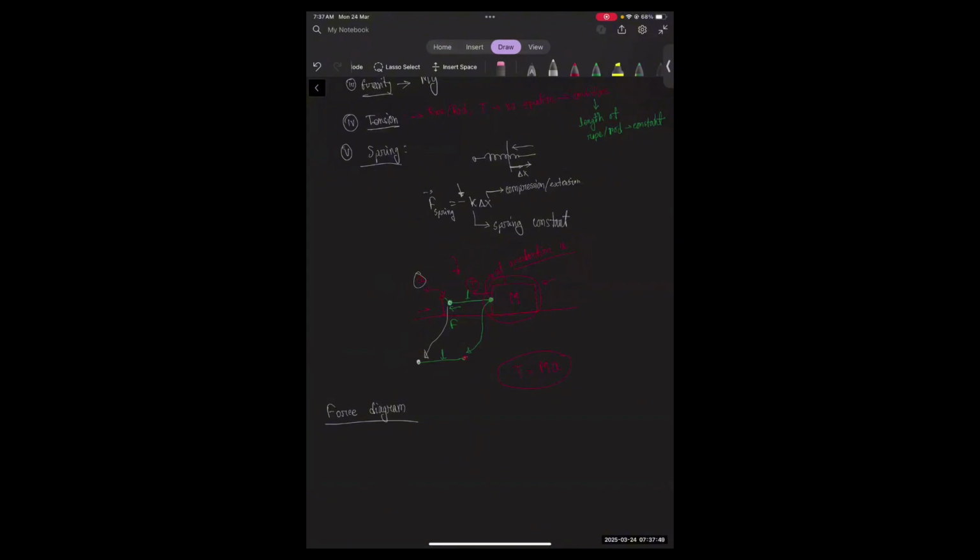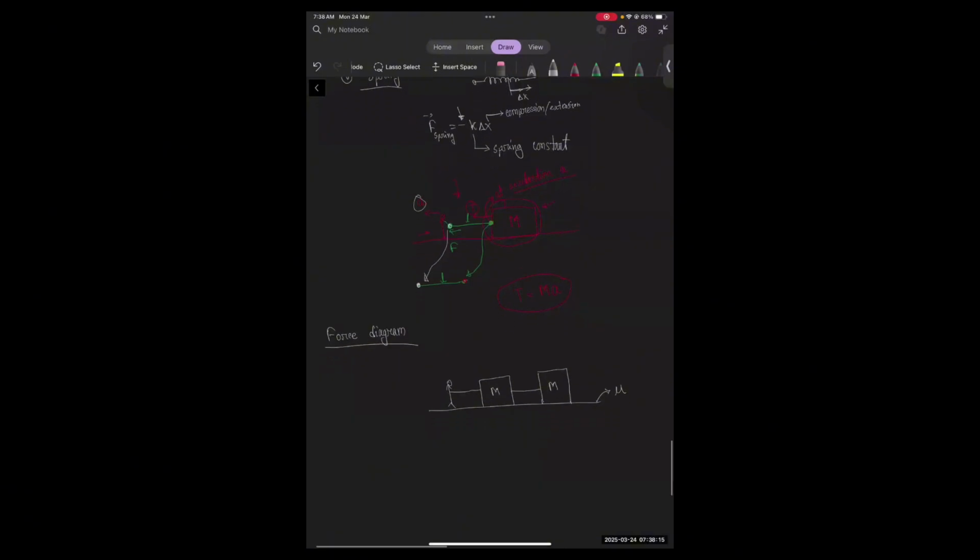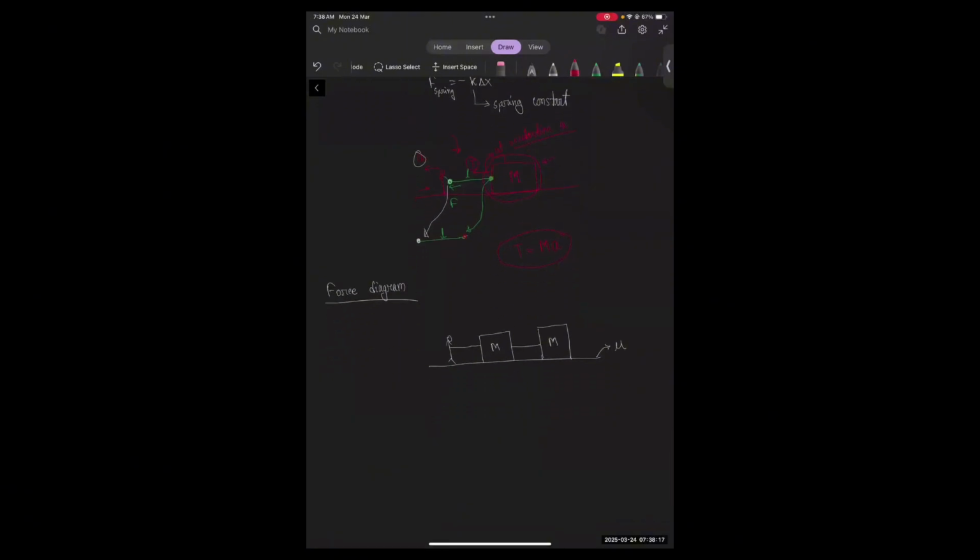So for example, let's say there is a man, he's holding a rope that is connected to one block, that is connected to another block, and then these masses are m, m, and there is a friction coefficient here, mu. This is just to notify that the surface is not frictionless. So this is the problem statement. How do I draw the force diagram of the whole thing?